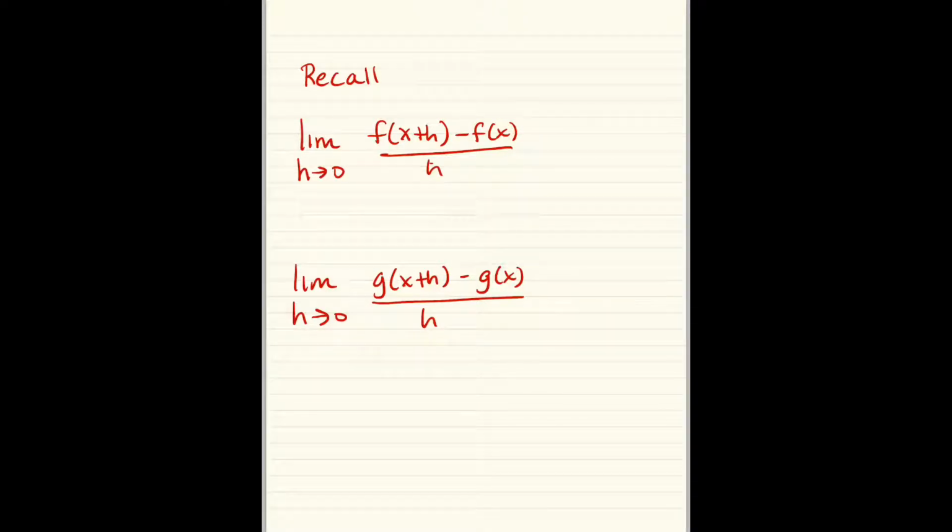Anyway, you will see that I start with something called a recall. So let's recall that the limit as h approaches 0 of f of x plus h minus f of x over h, that's the derivative, right? So I'm just going to say that's f prime of x. It doesn't have to be f, you can call it g. So the limit as h approaches 0 of g of x plus h minus g of x over h, that's called g prime of x.